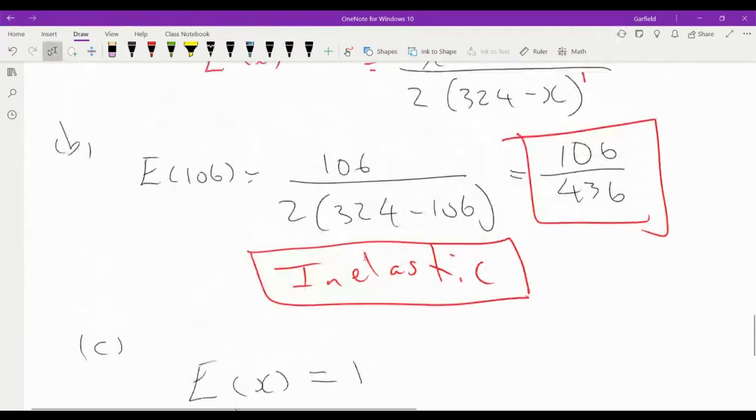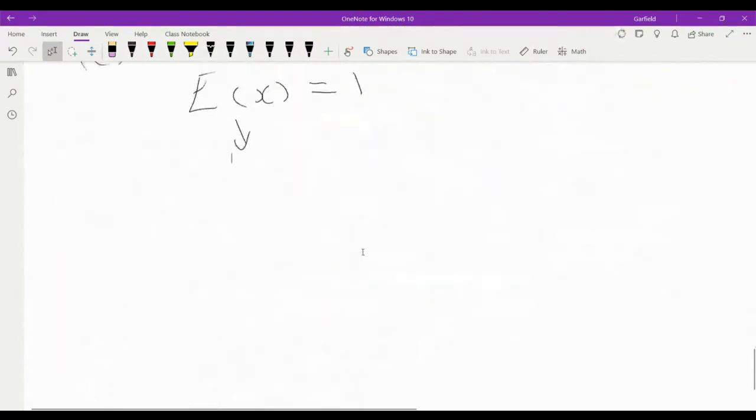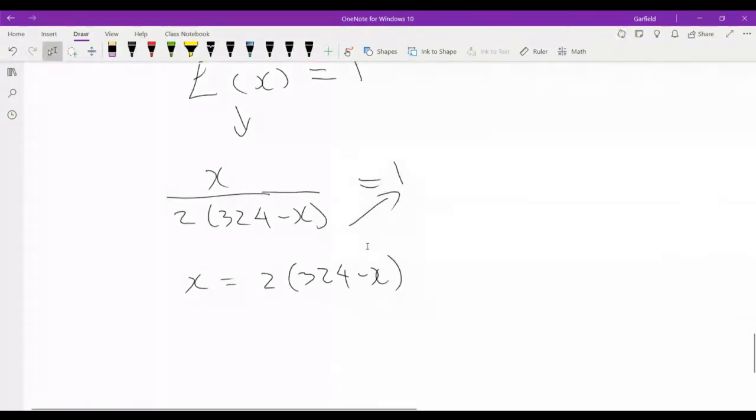And E of X was from up here, X over 2 times 324 minus X. So we have to solve this to figure out the price that's going to maximize our revenue. So once again, we can take the cross product. So this becomes X is equal to 2 times 324 minus X. So X is equal to 648 minus 2X.